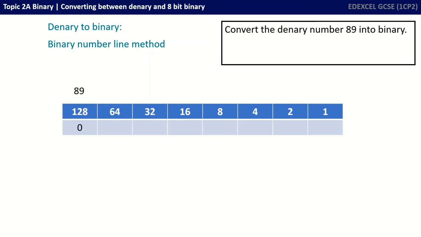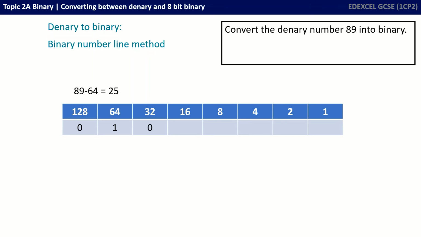So we want the number 89 and we start on the left with 128. Well, how many 128s fit into 89? Well, the answer is 0. So we write 0 and we've got 89 left over. How many 64s fit into 89? Well, 1 fits in, and we've got 25 left over, so we progress to the next column.